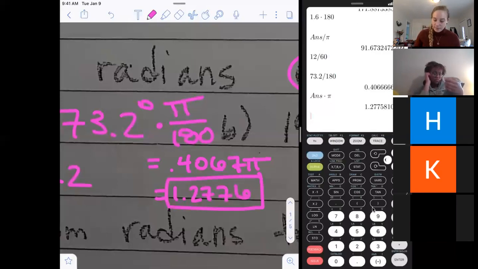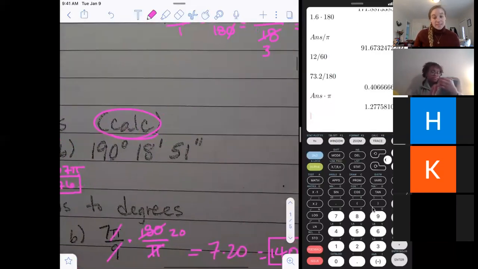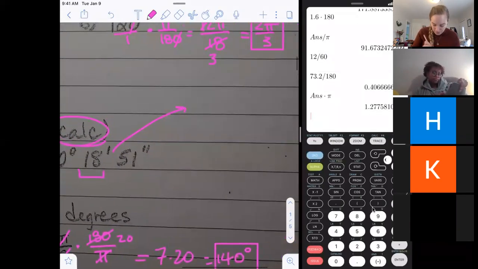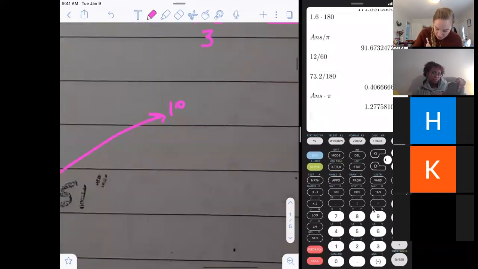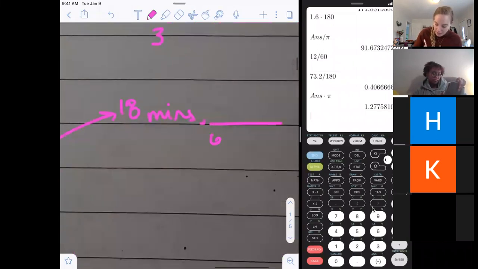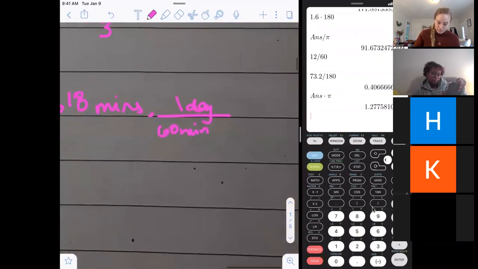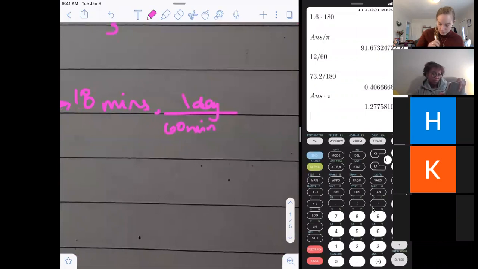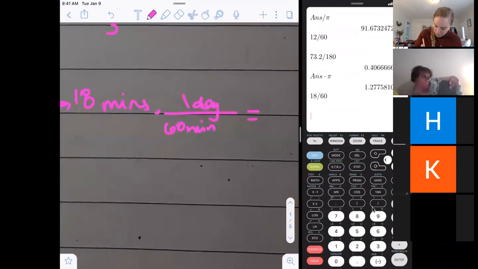Same idea for the next one. This time I have 2 pieces, though. I've got to make both my minutes and my seconds into decimals. So I'm going to do it kind of over here, so I've got some space. So I've got 18 minutes. And so that's the same thing as 60 minutes on bottom and 1 degree on top. So 18 divided by 60 is going to be 0.3. That was easy.